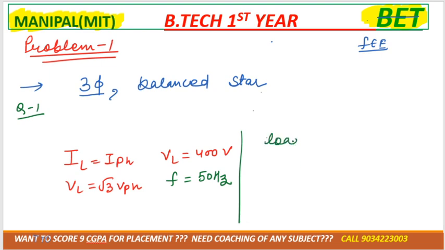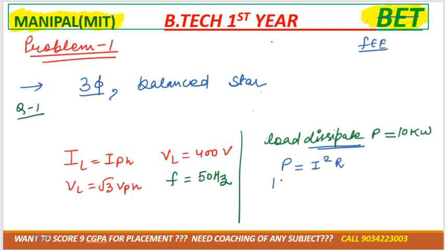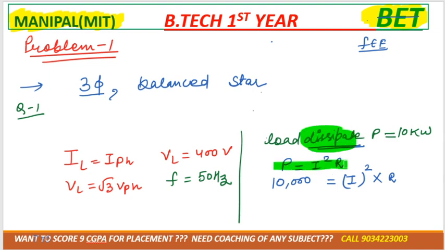So the load dissipates power, okay, of how much? 10 kilowatt. Whenever they use the word dissipation, in that case we use the formula P equals I square R. Power is given, that is 10 kilowatt, meaning 10,000 watt. Current we don't know, resistance also we don't know. So keep in mind that whenever they say dissipate, we have to use this formula, okay.